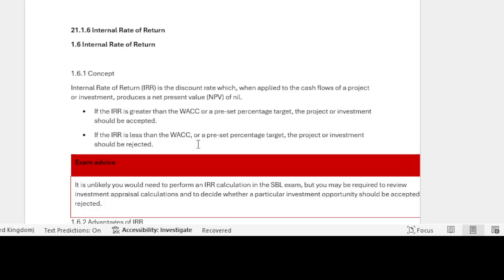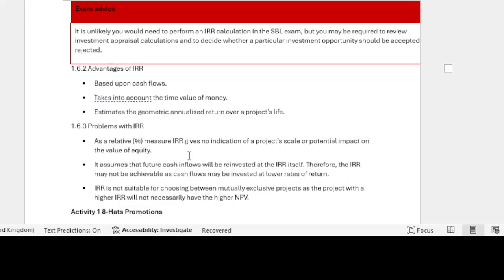So the advantages of using IRR: it uses cash flows as much as NPV does. It also looks into time value of money because it uses the discount rates, and with these we compute the money for the future at today's rate. If you're making an investment in 10 years' time, we bring the money to today. So that's how it incorporates the time value of money. And then it is also able to annualize return over a project's life.